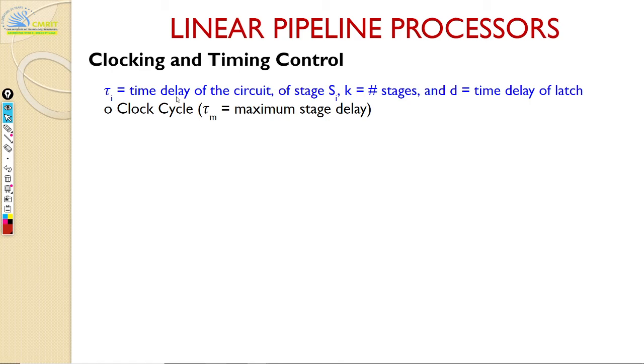Now, tau I is the time delay for the circuit at stage I. Which means that stage S1 will take tau 1 time, and S2 is going to take tau 2, and so on. And k is the total number of stages.